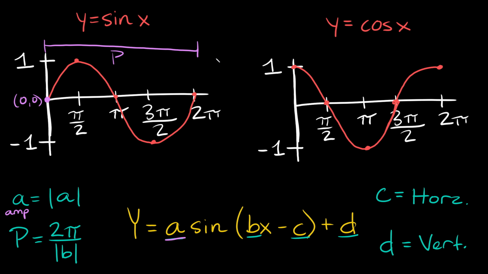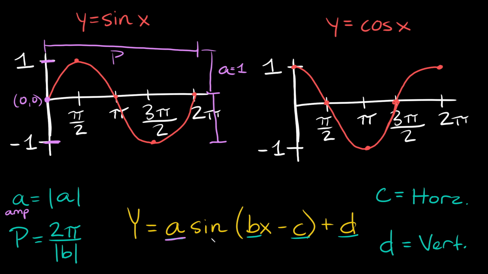Now, on a graph, the amplitude is this distance right here. It's basically from your x-axis, or a little more specifically, from the center of the graph to the top or down to the bottom. So on the parent function, you can see that the highest point we hit is a positive 1, and the lowest point we hit is a negative 1. So the amplitude for the parent function would just be equal to 1.